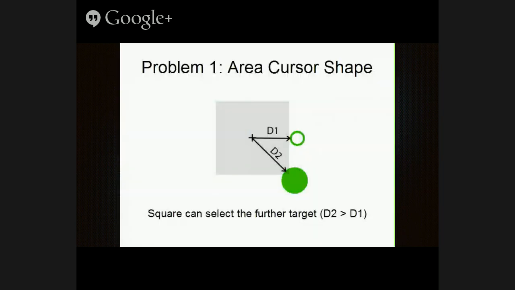In this video, we present the bubble cursor, a dynamically sized area cursor which can enhance selection in both dense and sparse target environments. The bubble cursor continuously grows and shrinks such that there is always exactly one target within its boundaries. There are 2 main problems in standard area cursors which we address in the design of the bubble cursor.